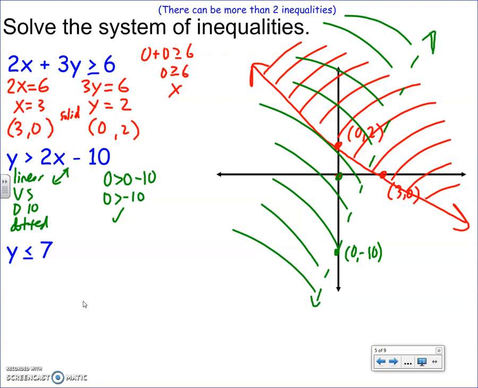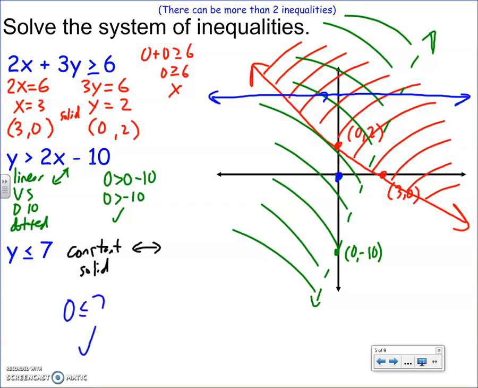Now grab this last one. Well, this one is a constant. It's y equals. Y equals is always sideways. And this one is solid. So I'm going to go to 7 for the y-axis. That's 2, 7 somewhere up here. Sideways line. And then I'm going to do a test point. I like 0, 0. 0 is less than or equal to 7. That's true. So I shade downwards.